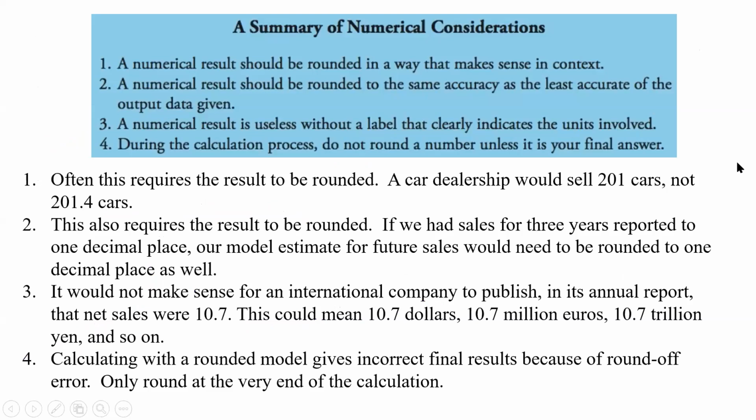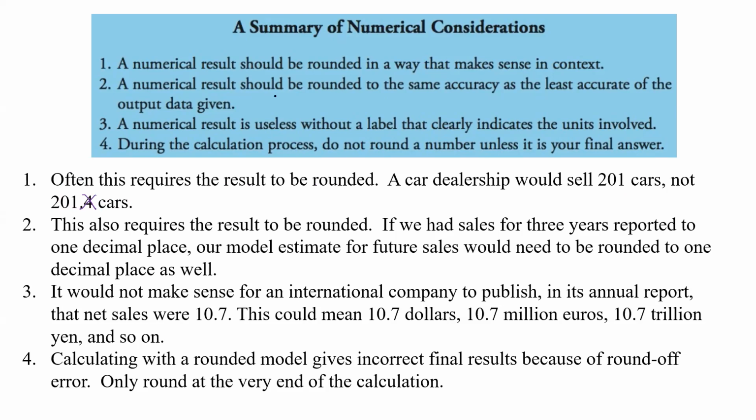Now, this is a very important slide because it's a summary of numerical considerations. So first, a numerical result should be rounded in a way that makes sense in context. So if we look at this example, often this requires the result to be rounded. So a car dealership would sell 201 cars, not 201.4 cars. So if we come up with a value after a calculation of 201.4 and you're talking about cars, well, you can't sell that 0.4 cars. And so you say they sold 201.